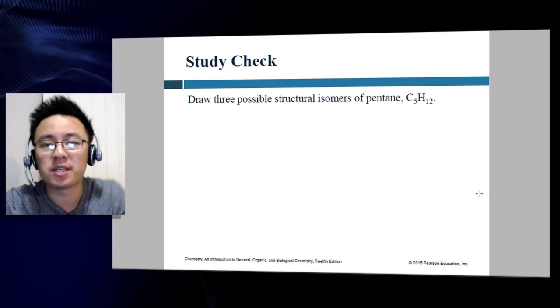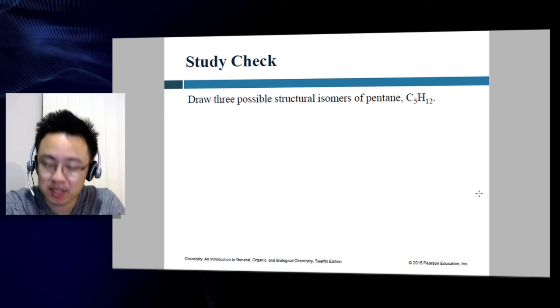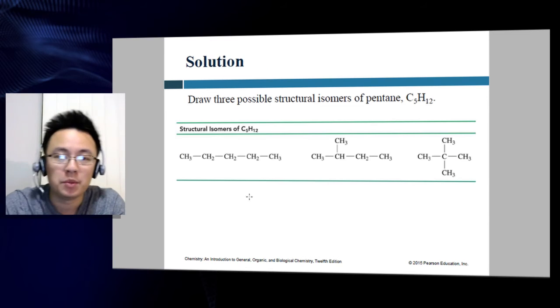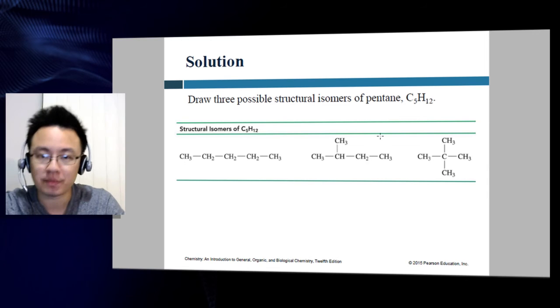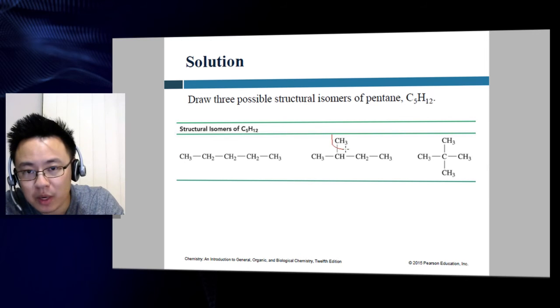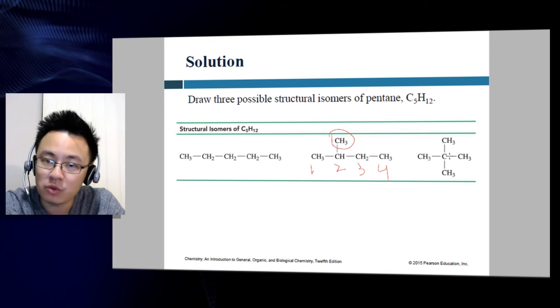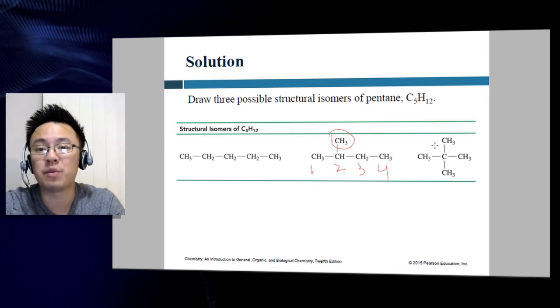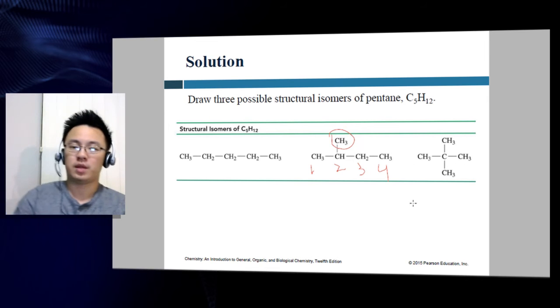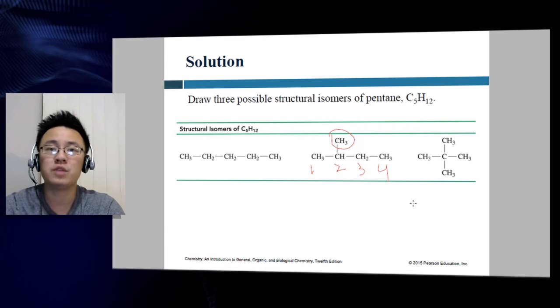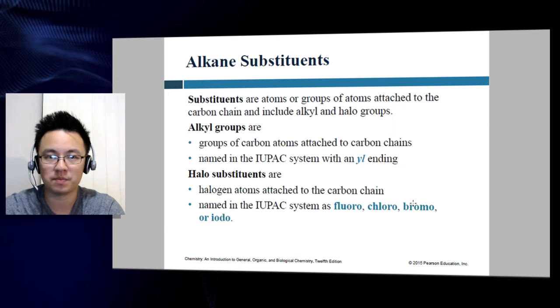So draw the 3 possible structural isomers of pentane. As you can see here, we can have it in its straight line form. We can have one substituent right over here at that second carbon, 1, 2, 3, and 4. And then we can even have it here in 1, 2, 3, 4, 5 carbons, the central carbon here attached to 4 different methyl groups right over there. Okay. So these are the different structural isomers. Same molecular formula, but different arrangement of the bonds and the atoms.